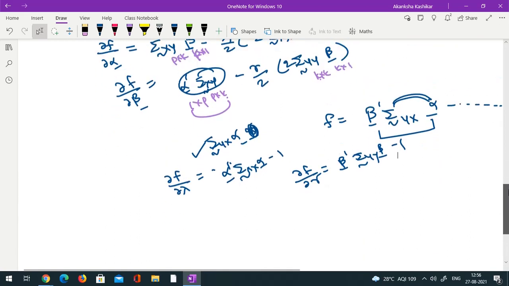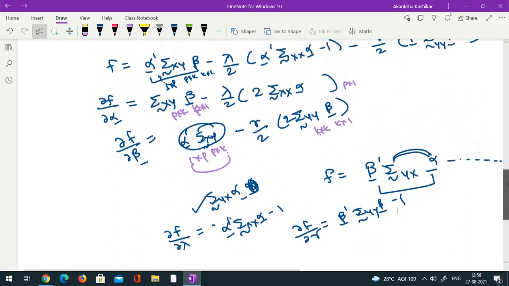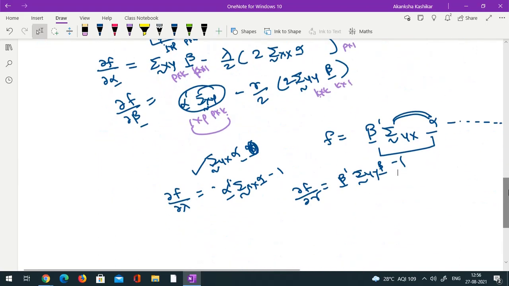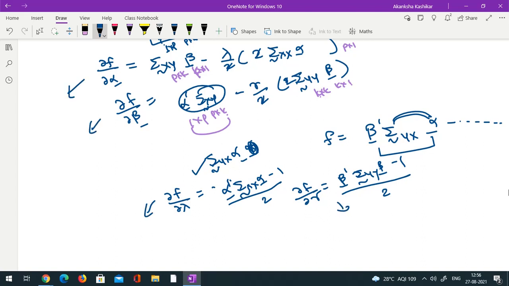And there is divided by 2 also, so I can write this as 1 by 2. Anyway, finally I have to equate it to 0, so it won't matter. Here I can cancel 2 in both the places. In fact, that's why I brought in 2, so that it can be cancelled. So now I have to equate all these things to 0.